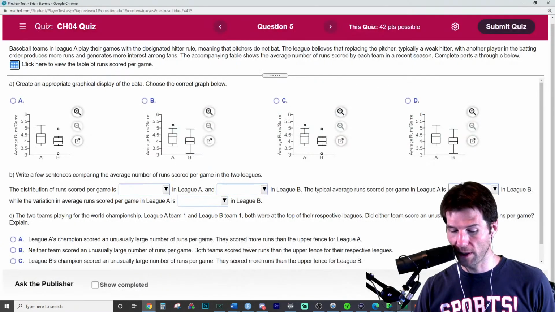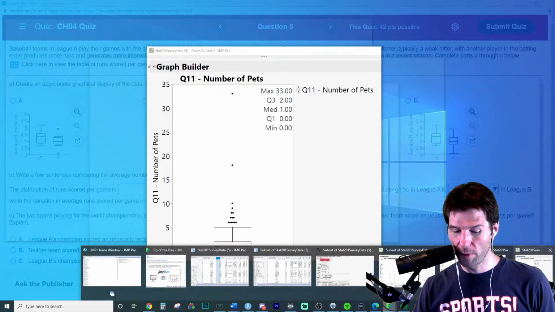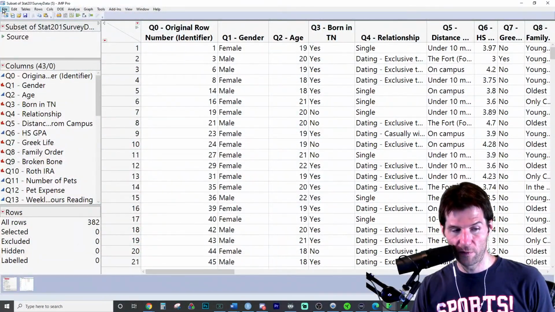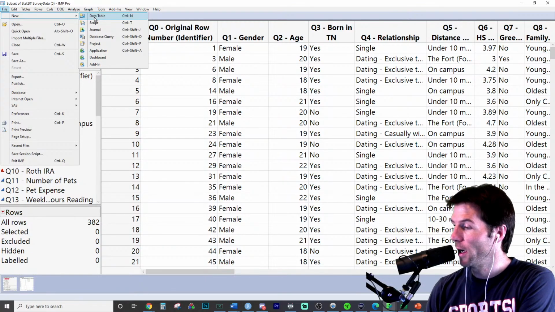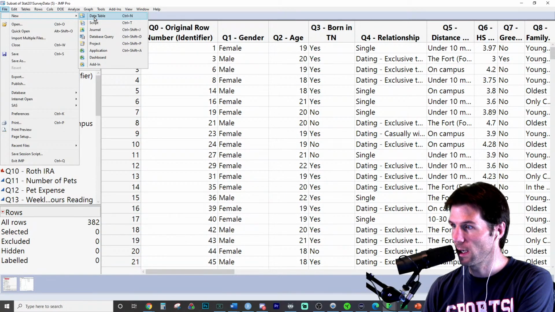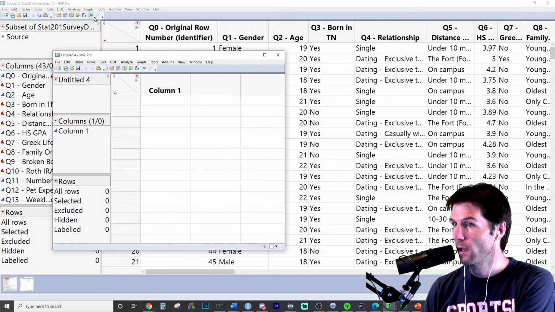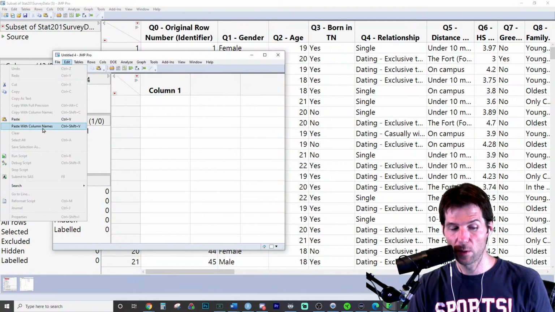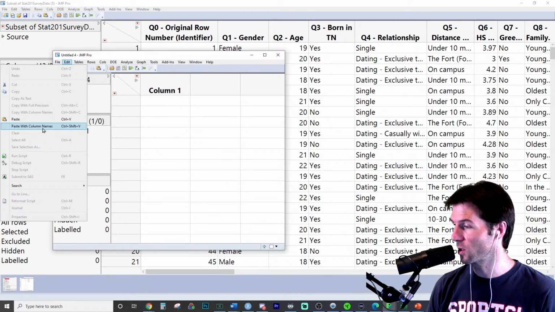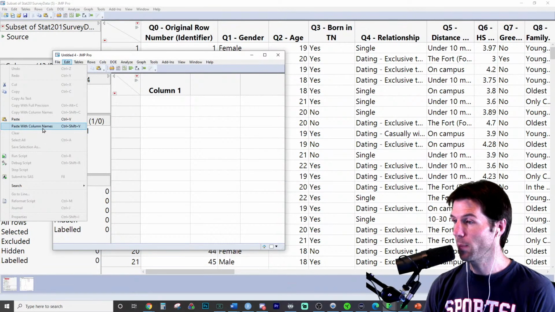Inside of JMP, that's Excel. We go to File, New, Data Table. Very key right there: File, New, Data Table. Under File, New, Data Table, make sure you go to Edit, Paste with Column Names. You might need to slow the video and watch this part very slowly. Edit, Paste with Column Names.